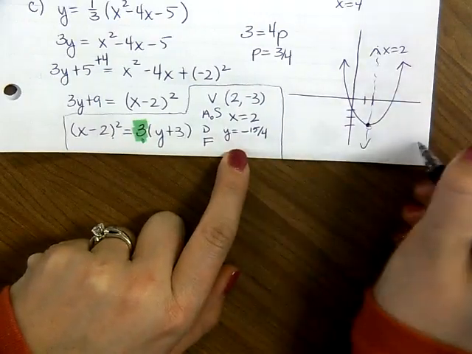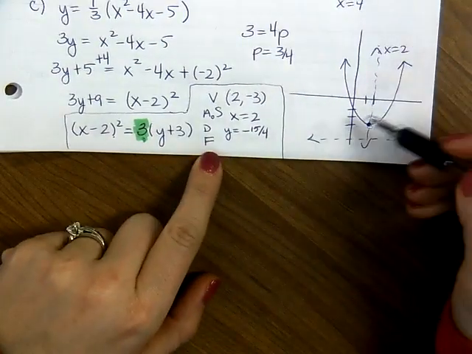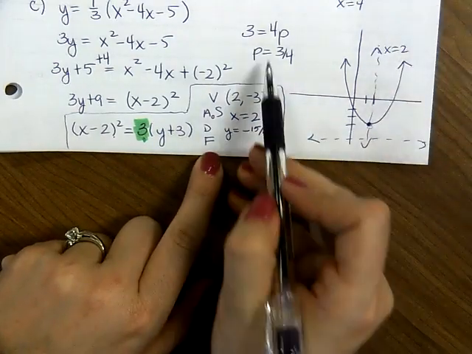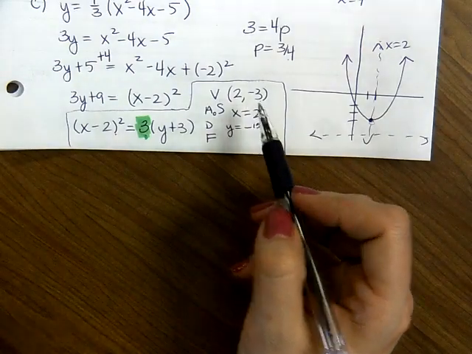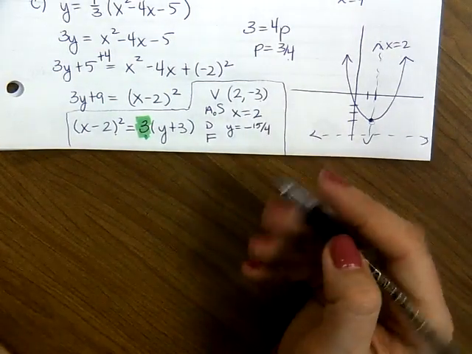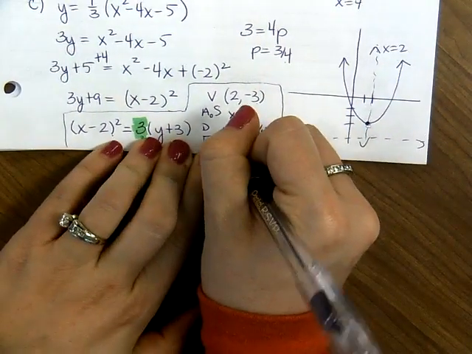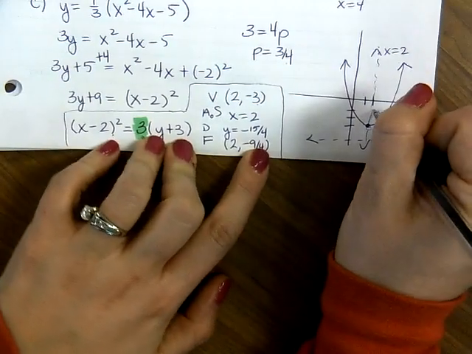The focus then, oh, so I should probably like that. So just like here. Okay. The focus has to go up a distance of 3/4. So I'm going to take that negative 3, I'm going to add 3/4 to it, which is like negative 2 and 1/4, which is like negative 9 over 4. So 2, negative 9 over 4.